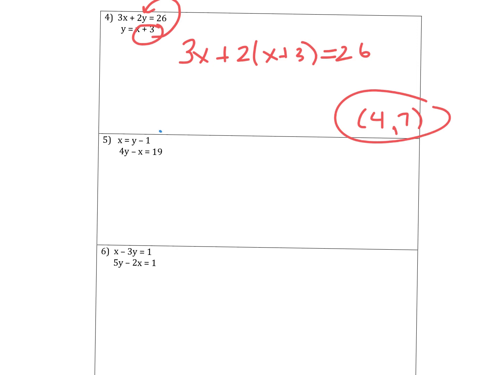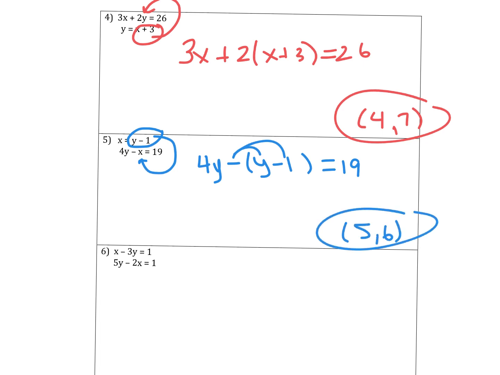Okay, example 5, y minus 1 is going to sub in for x in the second equation. Be careful here because it's 4y minus, and you have to use parentheses. You're subtracting all of y minus 1, which means you're going to distribute that negative, equal to 19. So when you solve for y and then for x, you're going to get 5, 6.